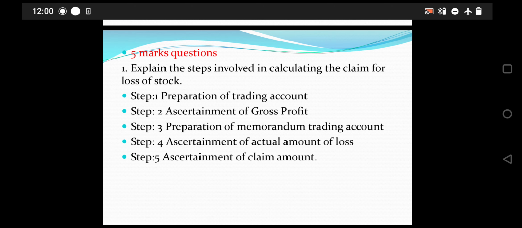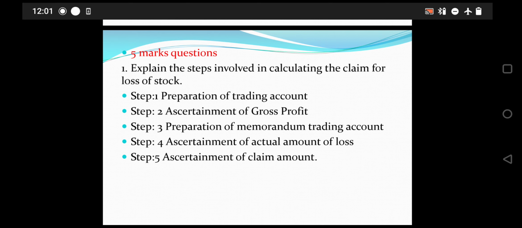Then the fourth one, ascertainment of actual amount of loss. The actual amount of loss we can calculate using a particular format: we take the closing stock or the stock on date of fire, from that we deduct the salvage value of goods or scrap value, and any expenses incurred to extinguish the fire should be added. By calculating this we identify the actual amount of loss.